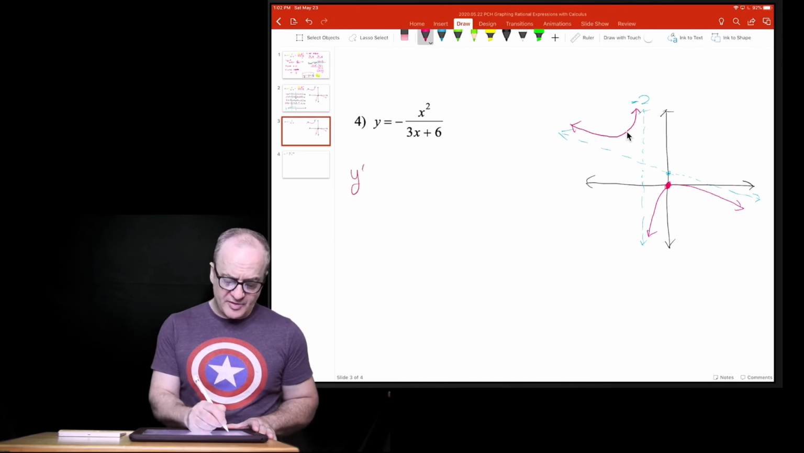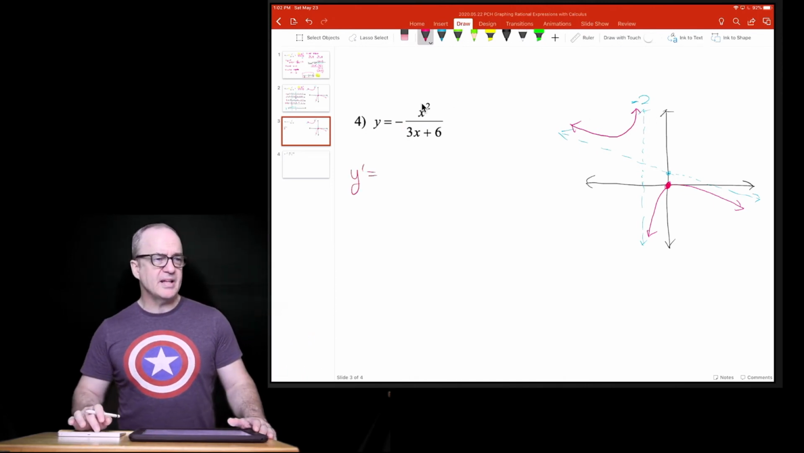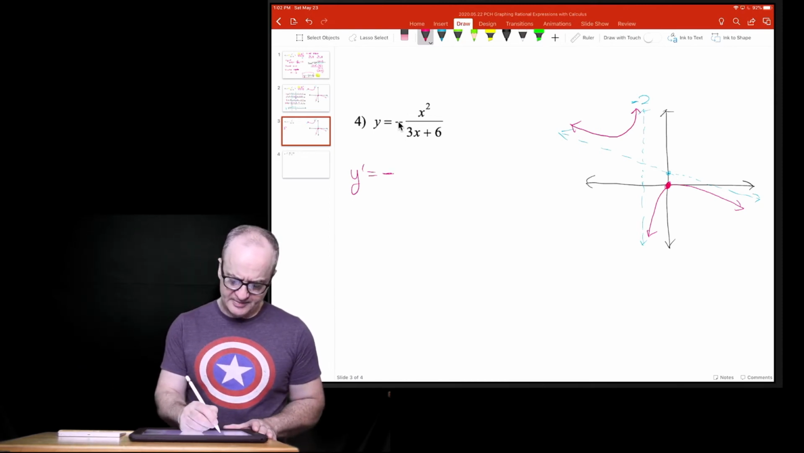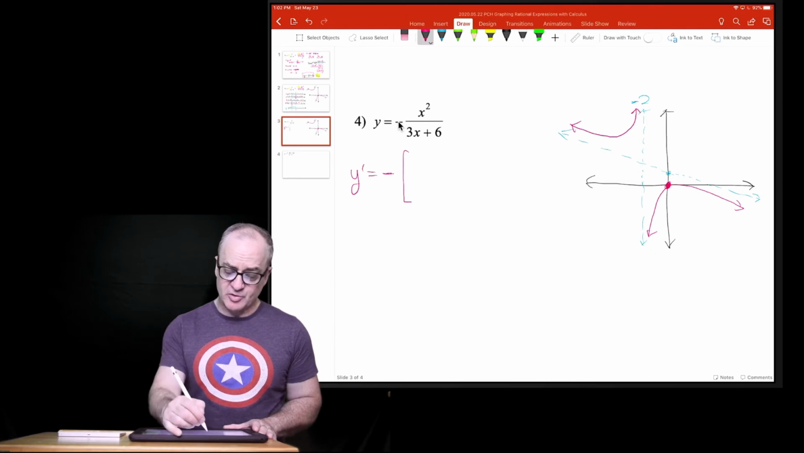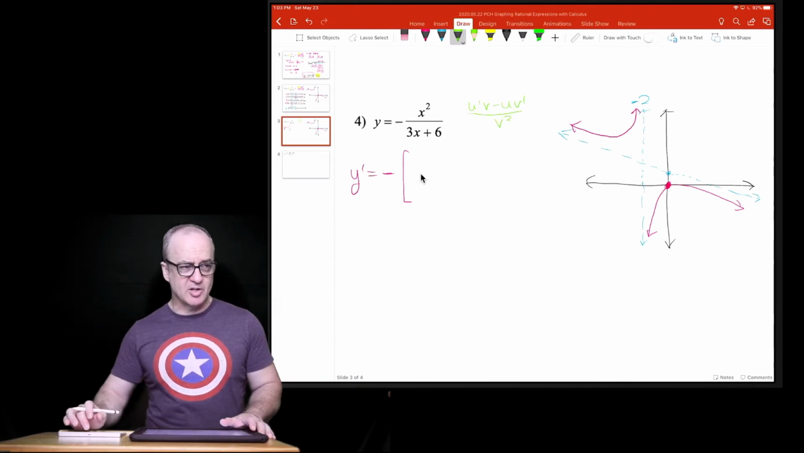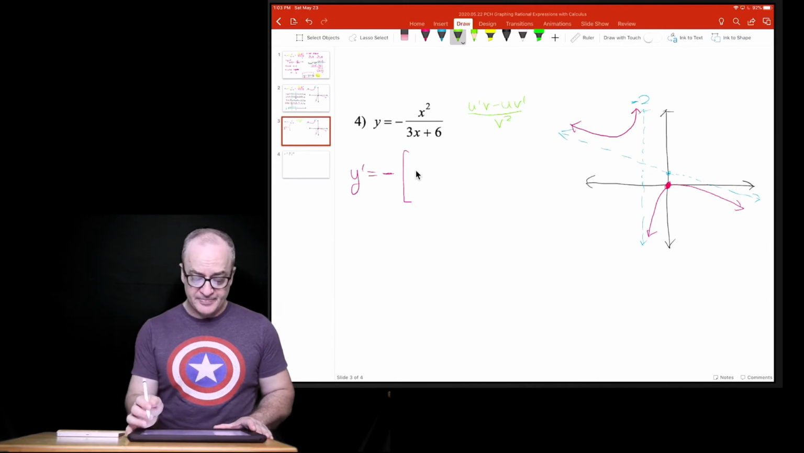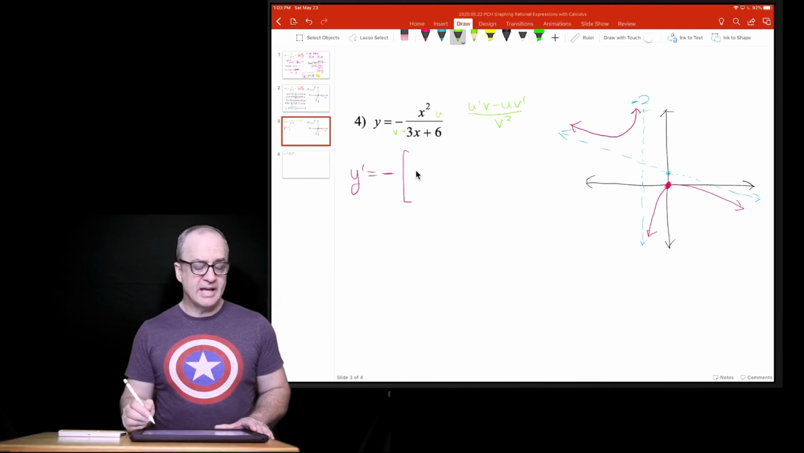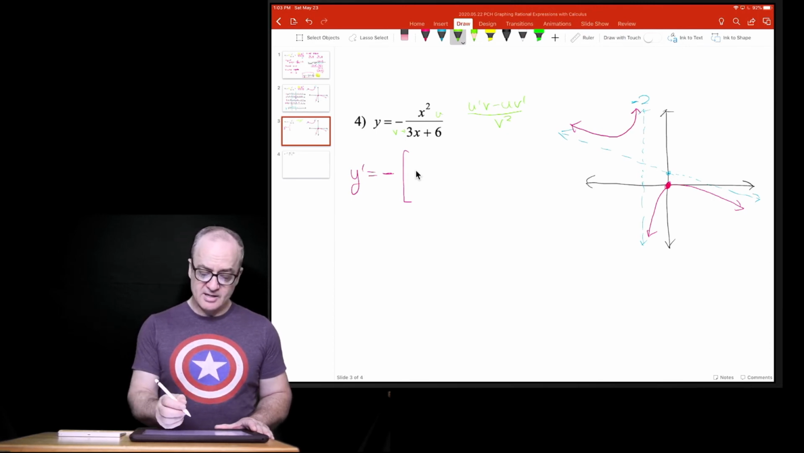One thing I like to do with this negative sign, which is really the source of most of the confusion on this problem, is leave it here on the outside and do my quotient rule, u prime v minus uv prime over v squared, inside these brackets, and deal with the negative sign at the end. So there's my u, there's my v, and let's go.